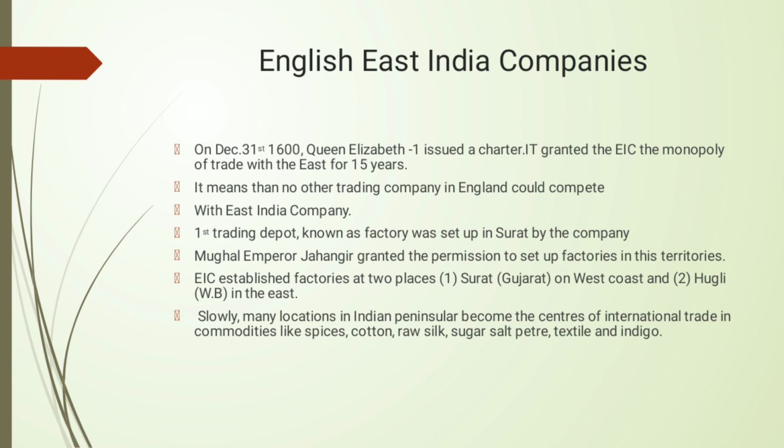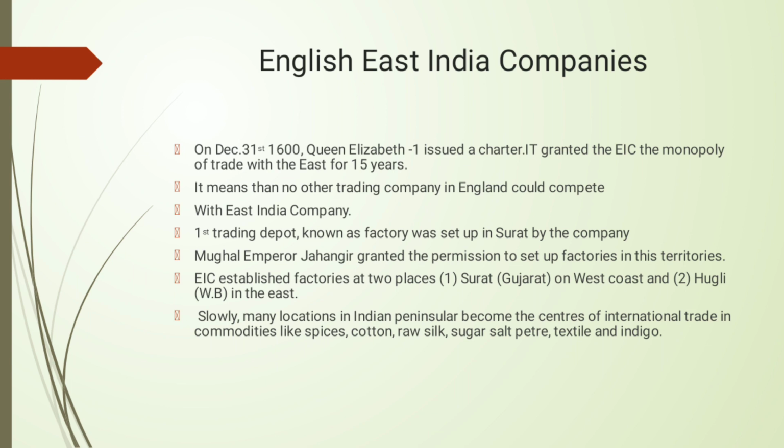Now when he had given the permission to set up the factories in the territory, then what happened? These company people all started spreading and trading in different parts of his territory. Now this English East India Company established factories in two places majorly. The first was Surat, which is in Gujarat, and the second was Hooghly, which is in West Bengal.